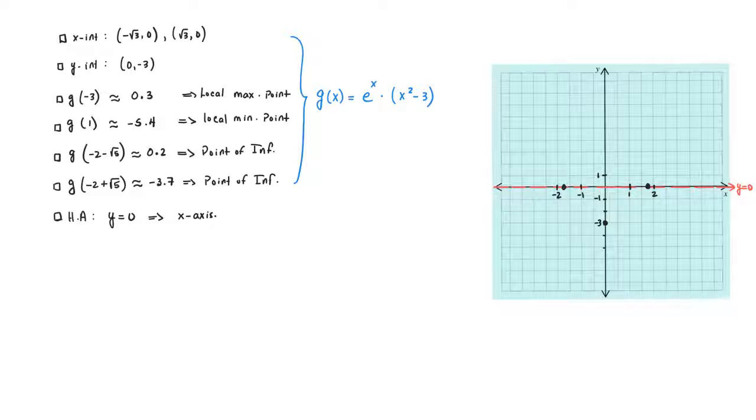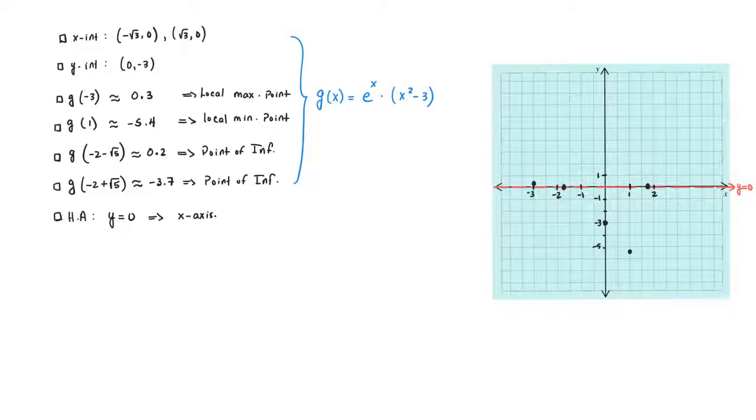Now we're going to go ahead onto the local maximum and minimum points. The local maximum will be at x equals negative 3. So this is negative 2, negative 3 is going to be right here. And then 0.3. So very low right here. And then the local minimum will be at x equals 1, and the y value is going to be negative 5.4. So negative 3, negative 4, negative 5, negative 5.4. That is going to be, let's say, somewhere here.